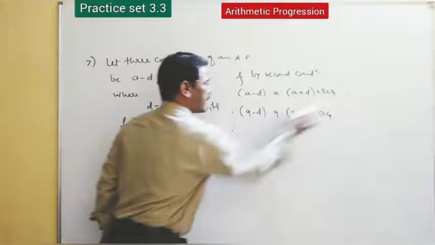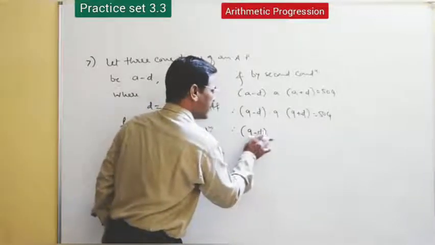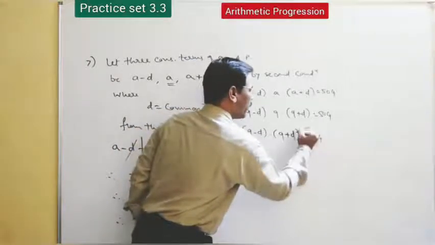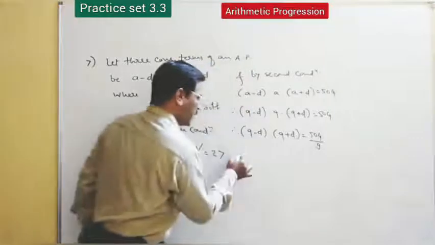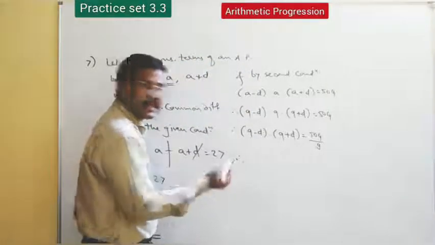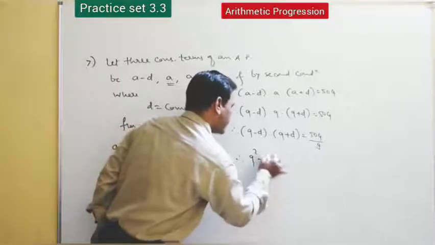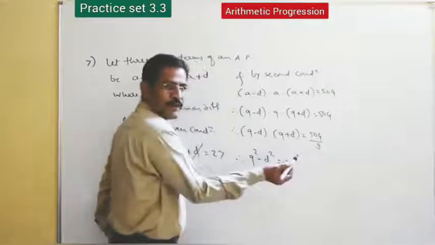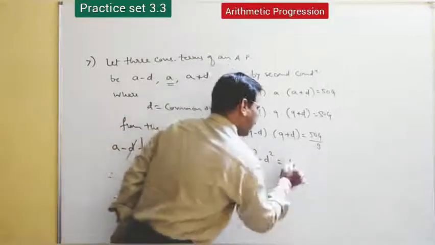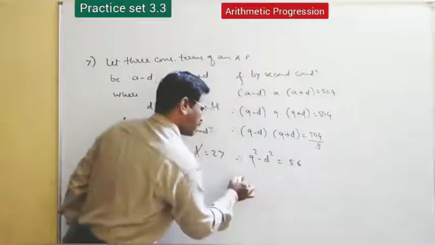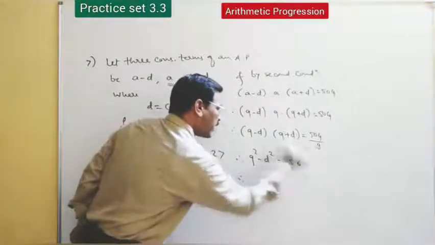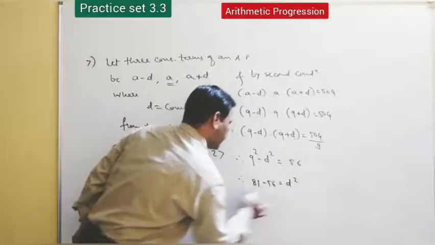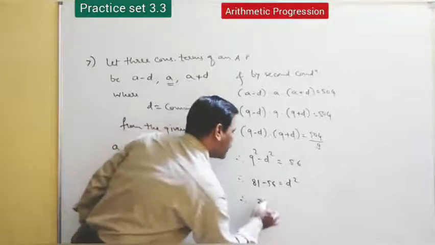Now this 9 goes to that side. What do we get here? (9 minus D) into (9 plus D) is equal to 504 upon 9. This is nothing but the formula (A minus D)(A plus D), so here it is 9 square minus D square. Divide: 9 fives are 45, and 9 sixes are 54, so it is 56. Now this D square I'll take to that side. Here it is 9 square, 81, minus 56. I think here it is 25.